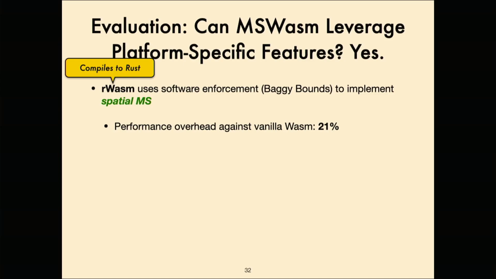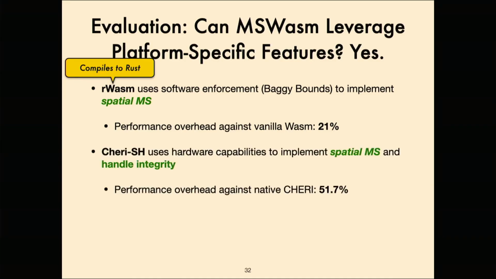So the key insights are that our RWasm compiler, which compiles MSWasm to Rust, uses a software enforcement, specifically baggy bounds, to implement spatial memory safety. Any enforcement of memory safety incurs some performance cost, and our performance overhead against, say, vanilla Wasm is 21%. The CHERI compiler uses hardware features, which is hardware capabilities, to implement spatial memory safety and handle integrity. And the performance overhead against native CHERI code is about 52%.